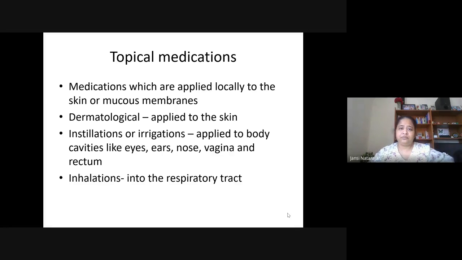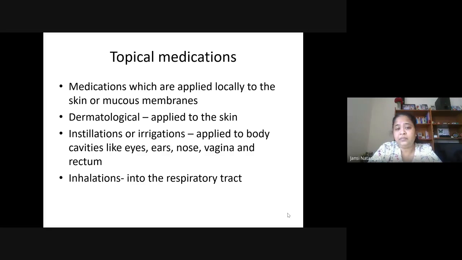Okay, so topical medications, as the name implies, you can understand that it is going to be put on the surface of the body. Okay, so the medications which are applied either locally on the skin, or it can be even the mucous membranes. Okay, mucous membrane of the mouth, or mucous membrane of the rectal region or vaginal region, or mucous membrane which is there in the eyes or nose, all these together.